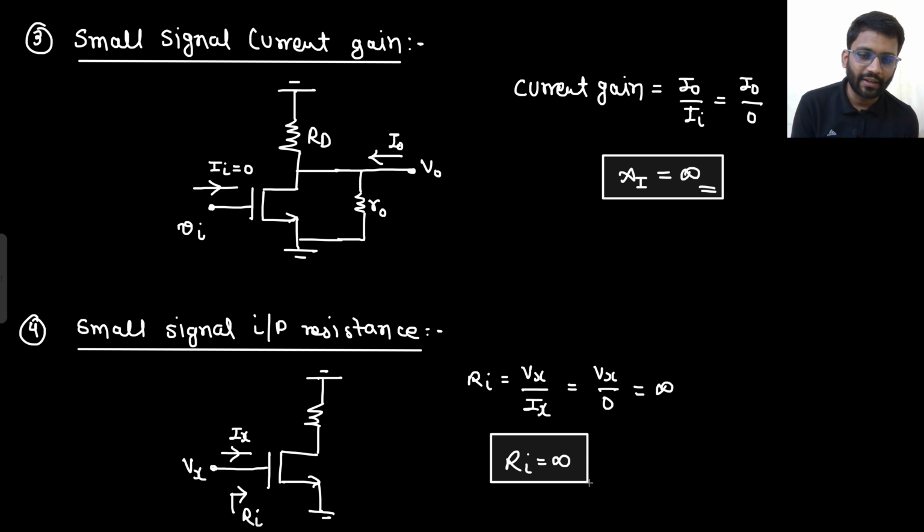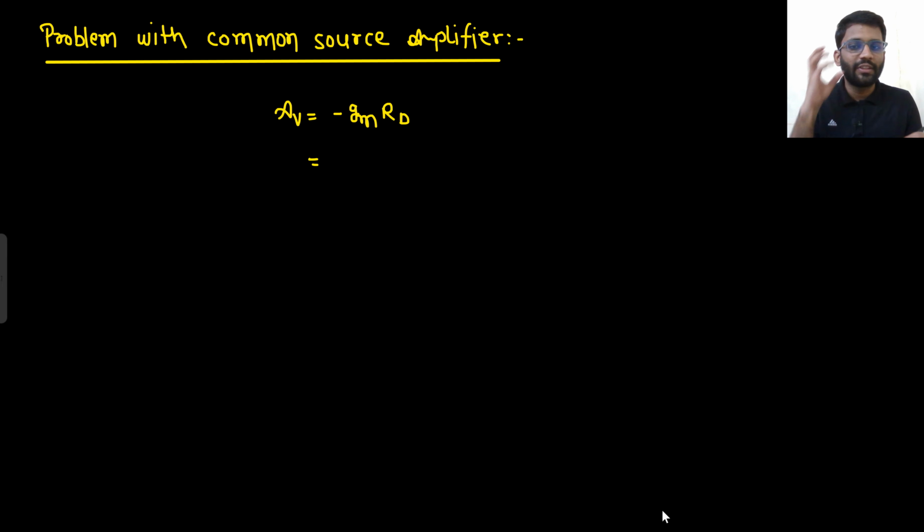For a common source amplifier, input impedance is infinity. And output impedance is RD parallel R0. So high input impedance and high output impedance. Well and good, understood. For a common source amplifier, input impedance is infinity because current is 0. That's it. Now, what is the problem with the common source amplifier?